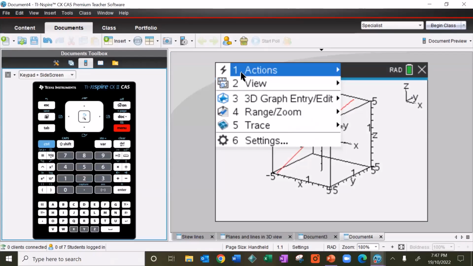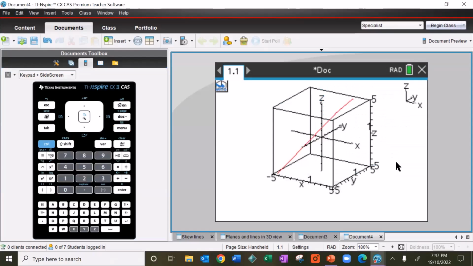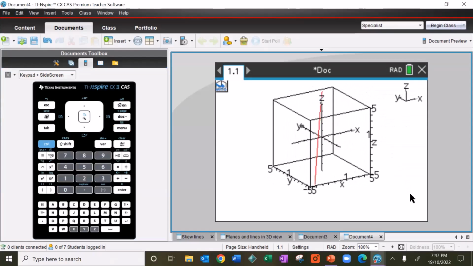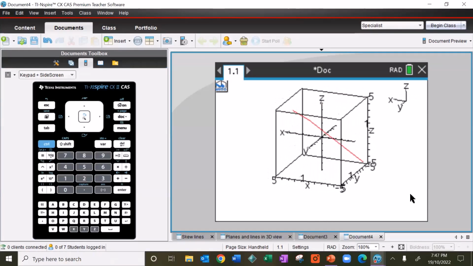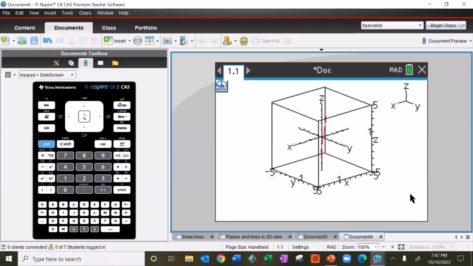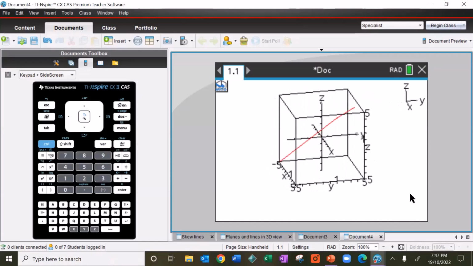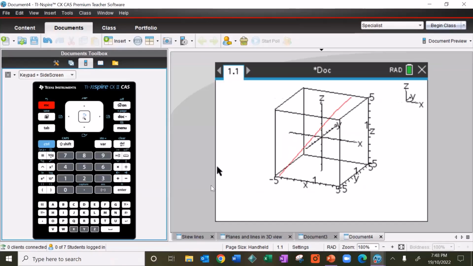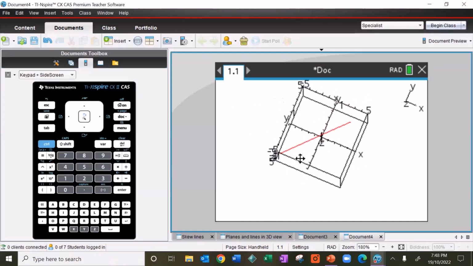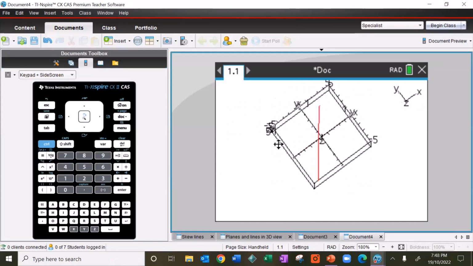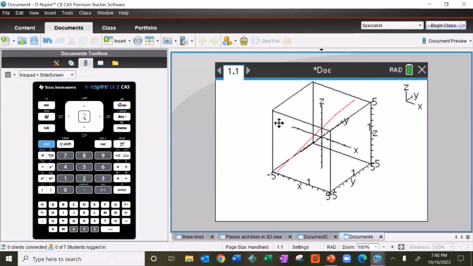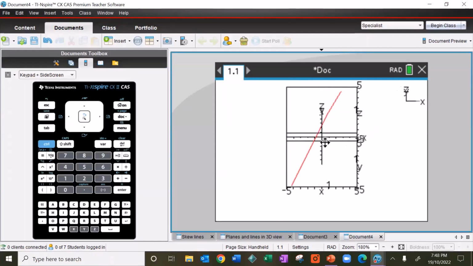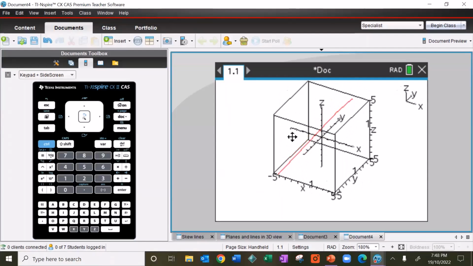If we go to actions, I can do our auto rotation. So the calculator will rotate the box and I can see this line in 3 dimensions. Escape stops it. I can also rotate by just dragging the box. So this is how we draw a straight line in 3 dimensions.